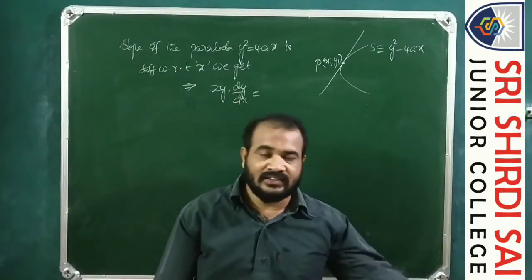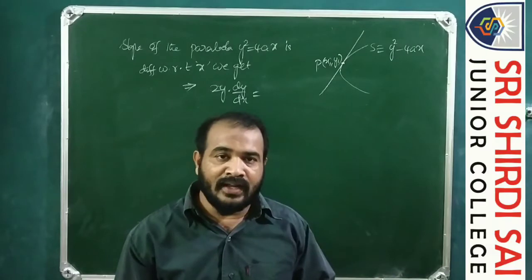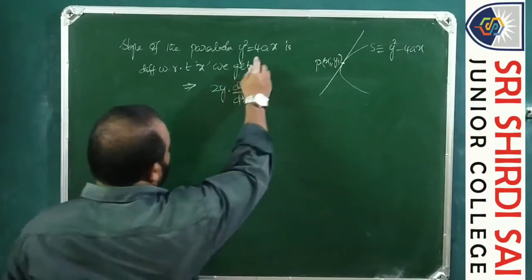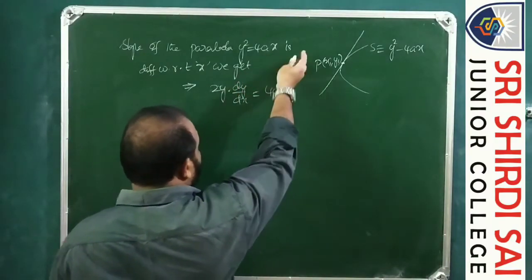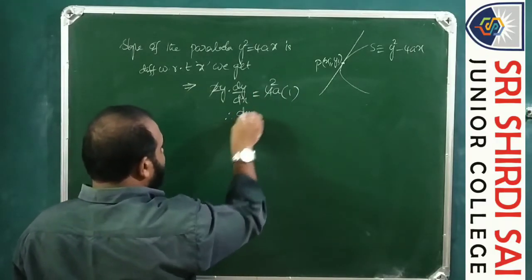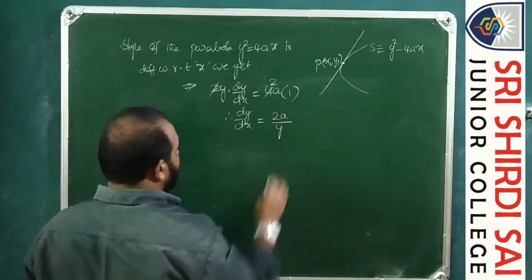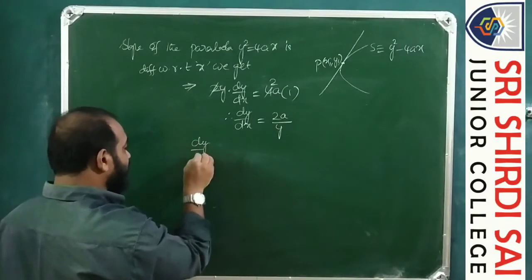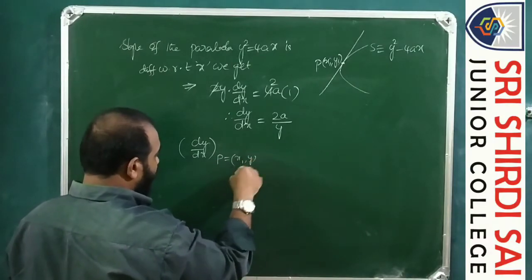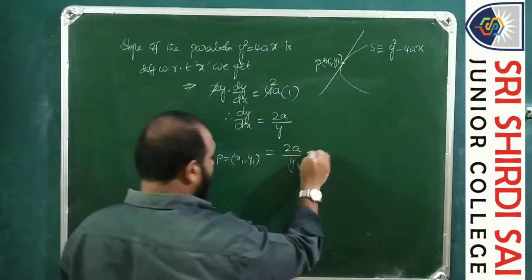Remember, in last year's calculus we learnt that the slope of a tangent is nothing but the derivative at that particular point. So 2y dy by dx equals 4a into dy by dx of x, which is 1. This gives dy by dx equals 2a by y. Now dy by dx at point P(x1, y1) is how much? It is 2a by y1. So this is our slope.